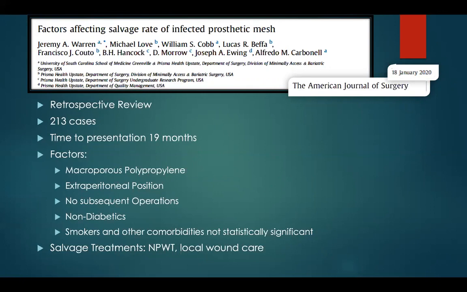No subsequent operations. So Dr. Carbonell was able to identify that if there was an interval procedure between the time of their initial ventral hernia repair, they're clearing a mesh infection, but then they had a mid-operation, then they weren't able to clear that infection similarly, and it was no longer able to be salvaged. Patient factors. So if they're not a diabetic, they're more likely to be able to salvage. He also looked at the ability of extrapolating similar concepts of patient factors such as smokers or other comorbidities, but there was no statistical significance behind these. Their salvage treatments were negative pressure wound therapy and local wound care, as well as antibiotics.